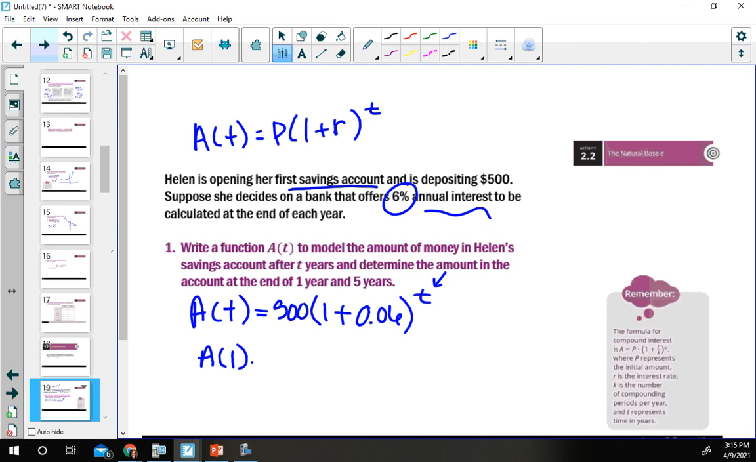So you're going to have your first year and your 5th year. So go ahead and either look at their table values. You can plug this in to your y equals and look at the table values, or you can physically plug 1 and 5 in. For 1 year, you're going to have $530. Let's make sure you label the dollar sign. And then we have $669.11 for year 5.